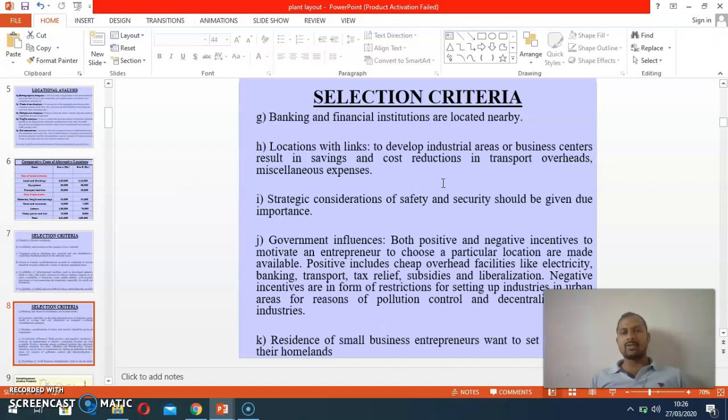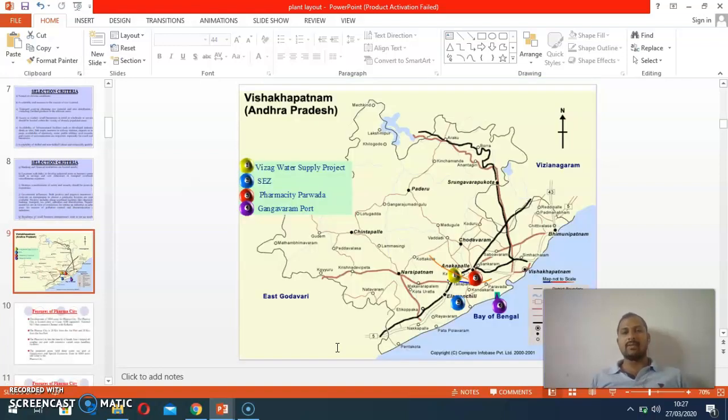Then strategic considerations of safety and security should be given importance. Then some government influences, both positive and negative incentives, motivate an entrepreneur to choose a particular location. Electricity facilities, banking, transport, tax subsidies and liberalization come under positive incentives, and some negatives take the form of restrictions on setting up industries in urban areas for reasons of population control and decentralization of industries. Then residents of small business entrepreneurs want to set up nearby their homelands.